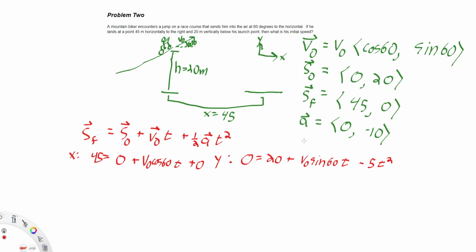So we have two equations, two unknowns. We can definitely solve for this. Unfortunately, both unknowns are in both equations, so it doesn't actually matter where we start. We're going to have to do a full solve, substitute, solve again. In the x direction, we can simplify down to 45 equals v naught cosine 60 t. And if we solve for t, that becomes 45 over v naught cos 60.